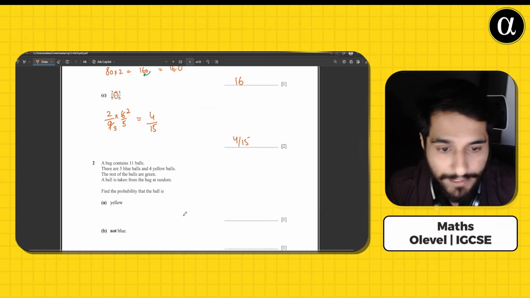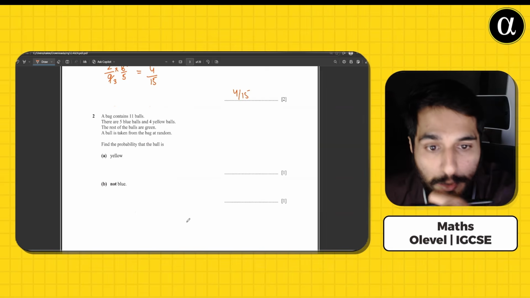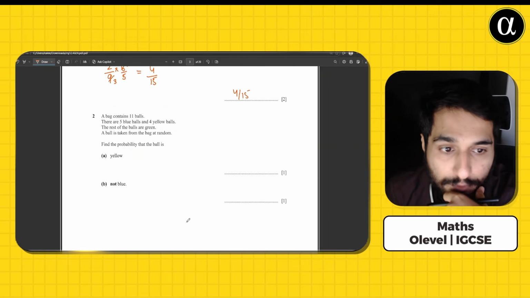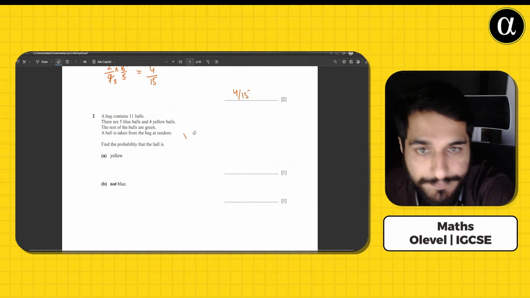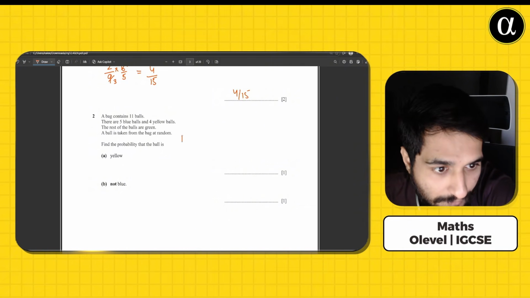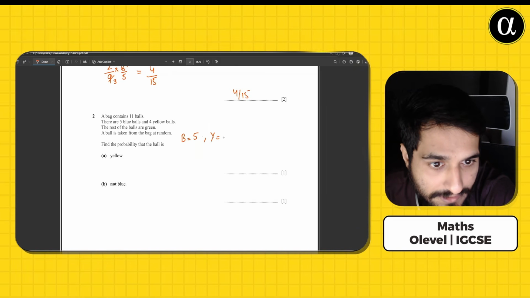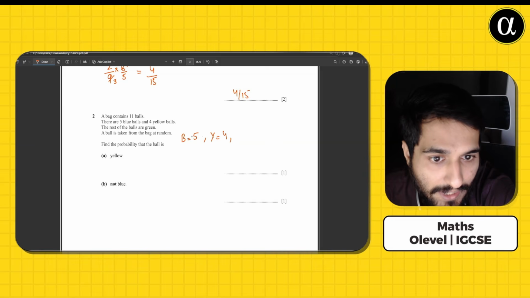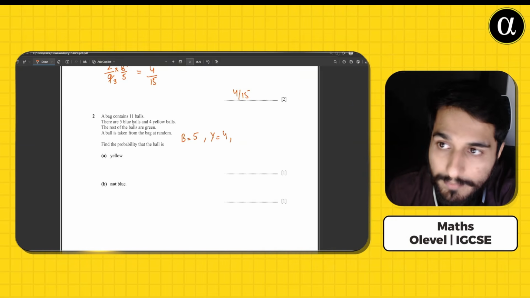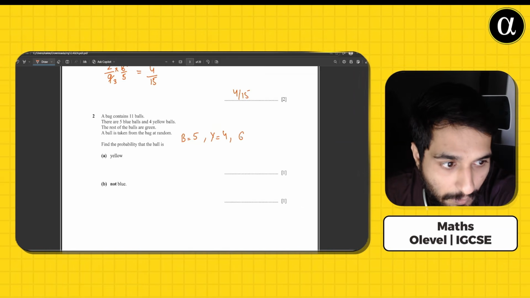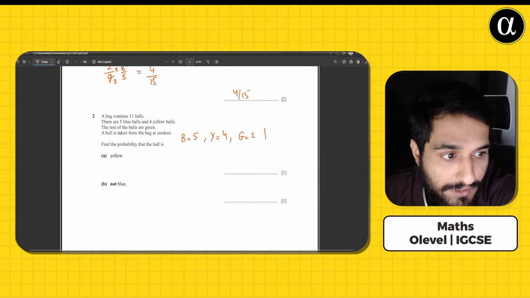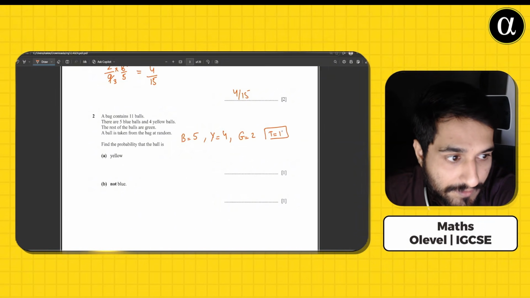Part B. Now, part B says a bag contains 11 balls. There are 5 blue balls and 4 yellow balls. The rest of the balls are green, all right? So if we have a look at blue balls, these are basically 5. If we have a look at yellow balls, these are basically 4. And green balls are going to be the remaining balls out of 11. So 5 plus 4 gives us 9. So the remaining green balls are going to be 2, which means the total for this case is going to be 11.